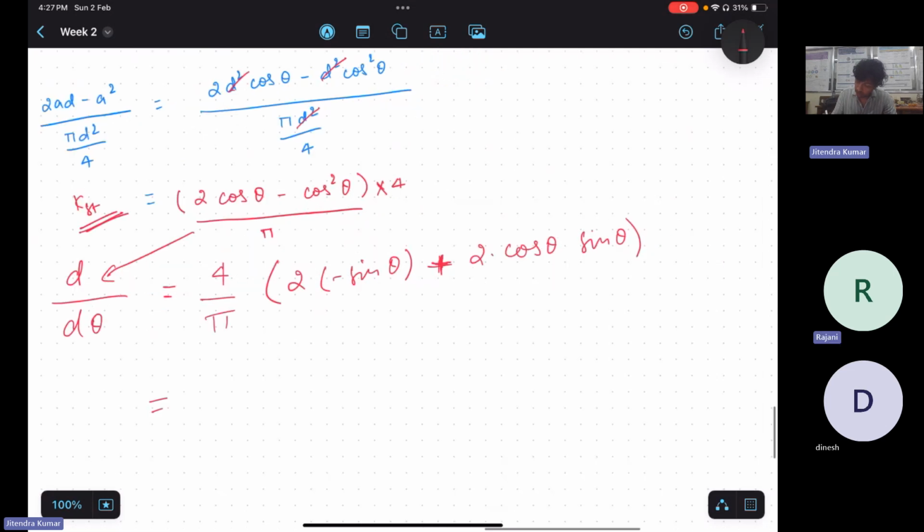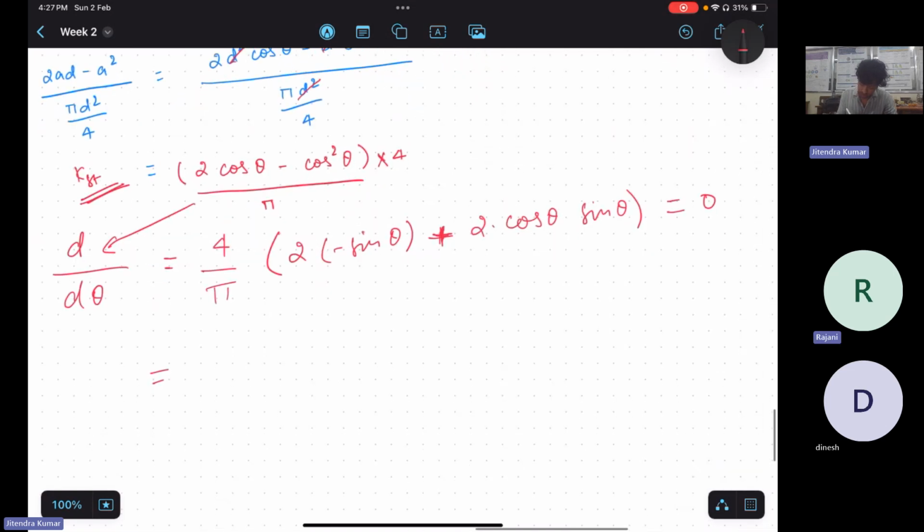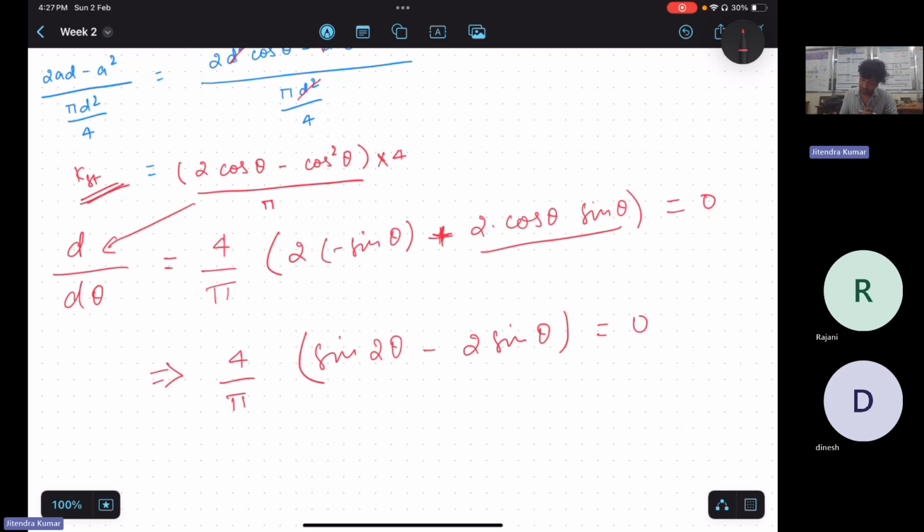Now we have to equate it to 0. So 4 by pi, 2 cos theta sin theta is equal to sin 2 theta minus 2 sin theta is equal to 0.